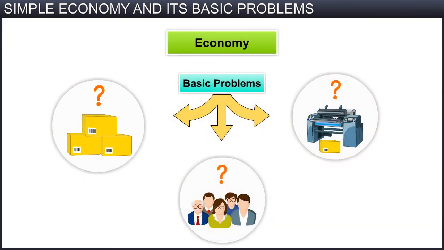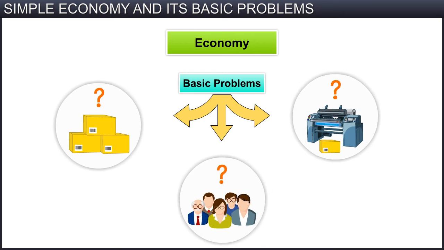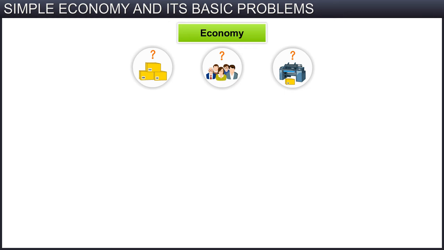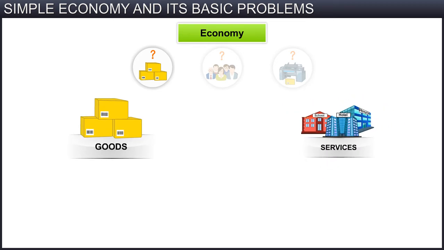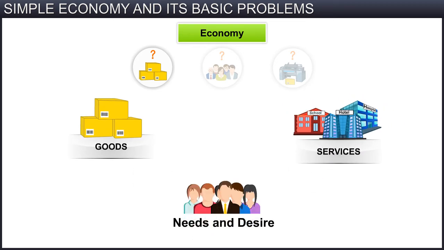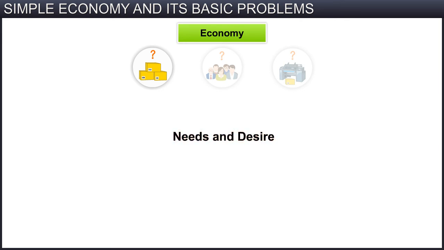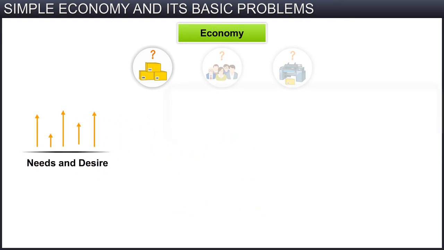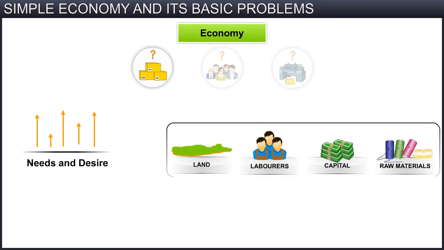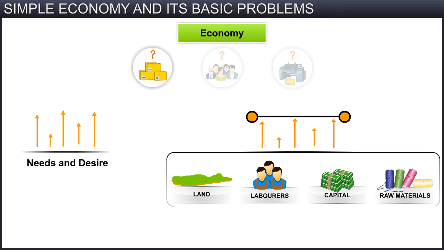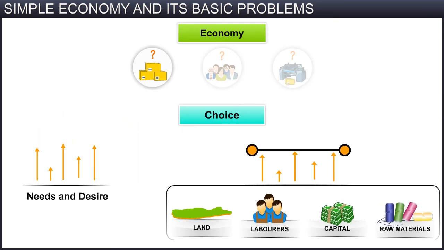Let us now look at each of these economic problems in detail. We will first start with the problem of what to produce and in what quantities. An economy produces goods and services to satisfy the needs of its people. As we have seen, these needs are infinite. However, resources such as land, labour, capital, and raw materials are limited. So, this mismatch of limited resources and unlimited human requirements creates the problem of choice. That is, what and how much to produce.